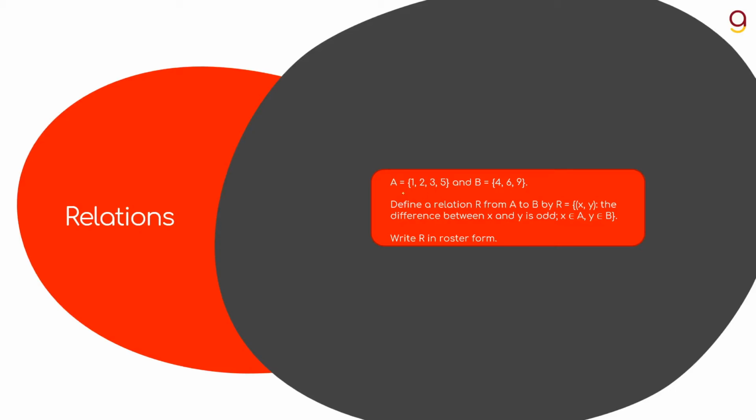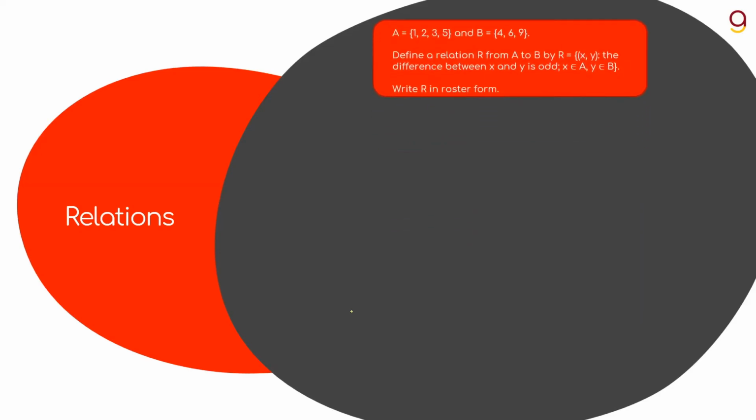Here set A contains the elements 1, 2, 3 and 5, and set B contains the elements 4, 6 and 9. You need to define a relation R from A to B by R is equal to {(x, y): the difference between x and y is odd, x belongs to A and y belongs to B}, and write R in roster form. So yeah, now let's try to solve this.